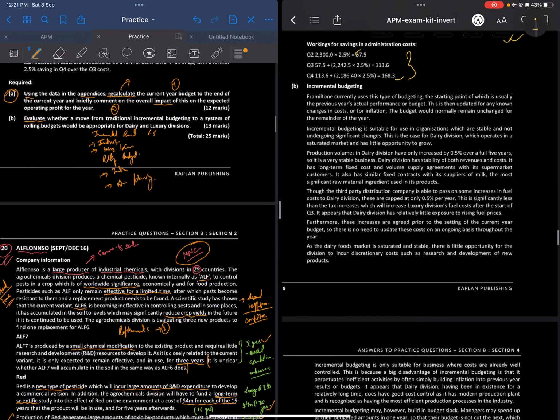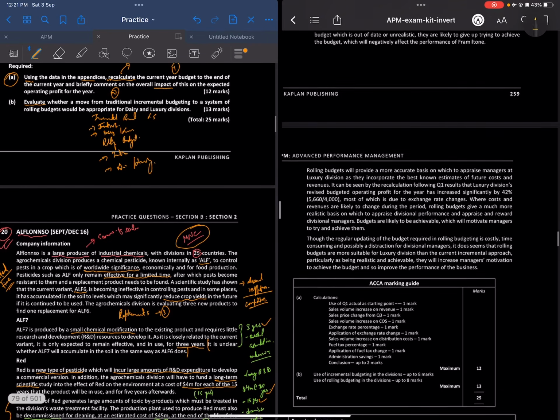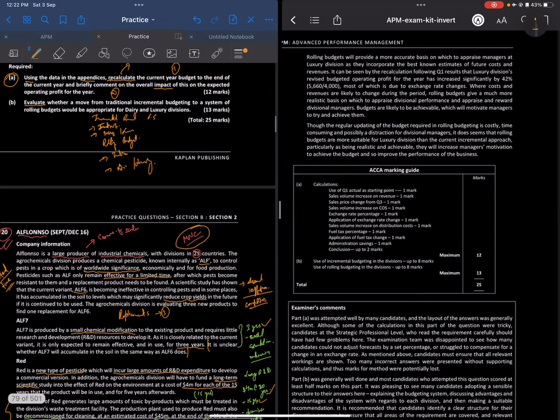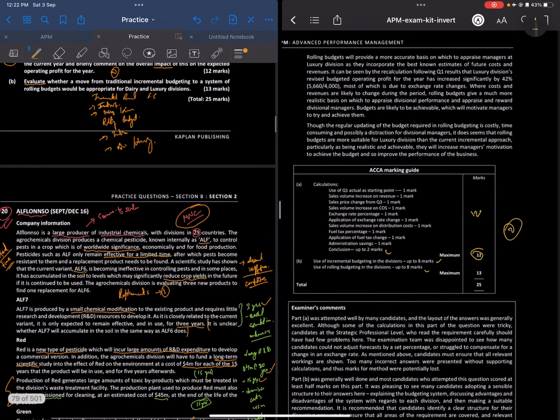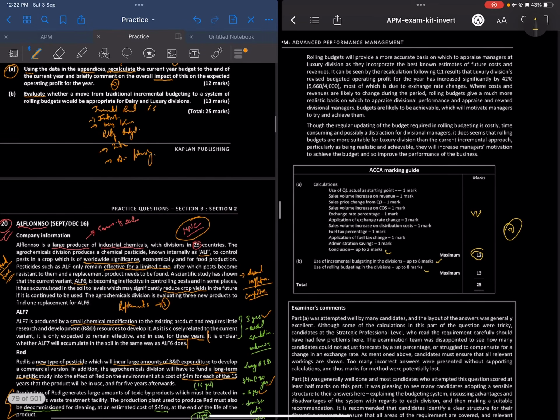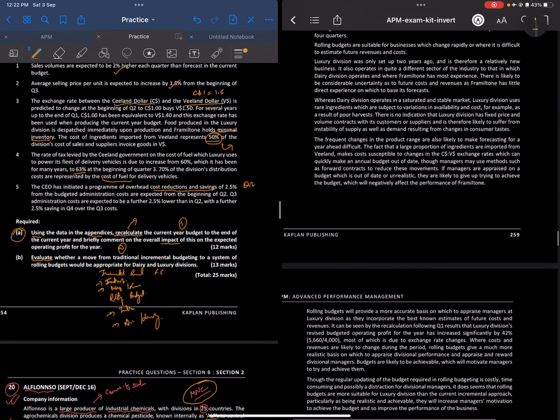Number B, incremental and rolling budget. Remember I told you to do it via two headings, right? So let's just see the marking structure. We are given 12 marks for the calculations, and for conclusion up to 2 marks. For a rolling budget it's 18 marks, up to 8 marks for rolling budget. So 8 marks plus 5 marks, it could be divided in any way, but yeah, still.